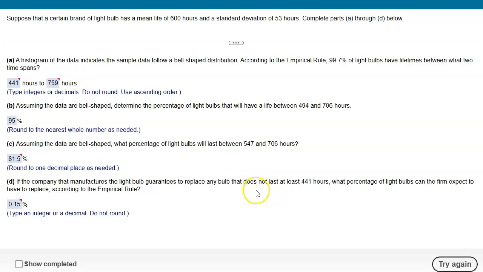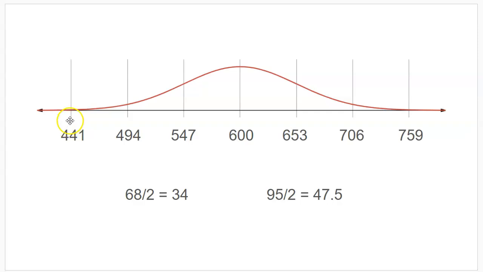The last question asks about bulbs that do not last at least 441 hours. What percent of bulbs would they have to replace? So let's find that value on the curve that we drew. Here is that 441, and we're looking at this small section. It's so small we can't even see it here. But the 441 is 3 standard deviations away from the mean.